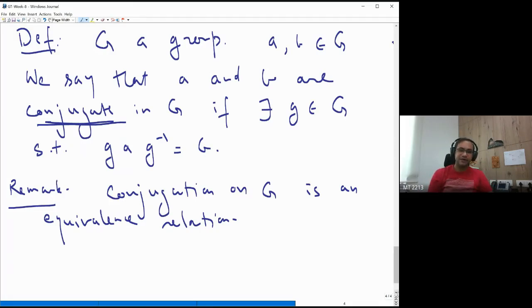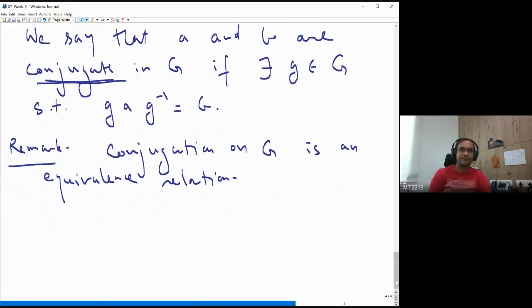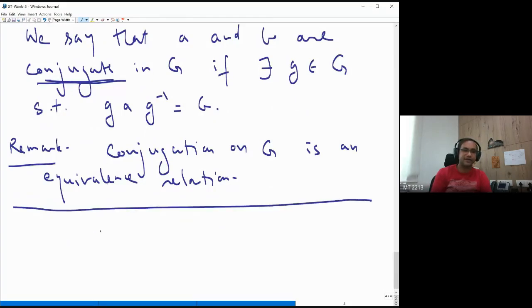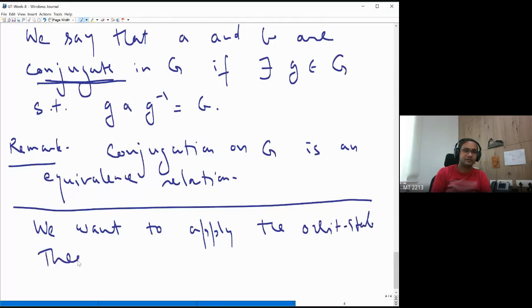But since I'm trying to think of everything from the action point of view, and I have already proved the orbit stabilizer theorem, I want to think of it from that perspective and derive the results using the theorem which we have proved earlier, right? Rather than doing the work again, we'll just apply that theorem here. So let's apply the orbit stabilizer theorem for the conjugation action.